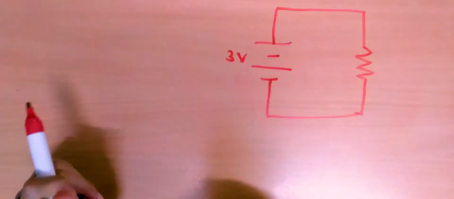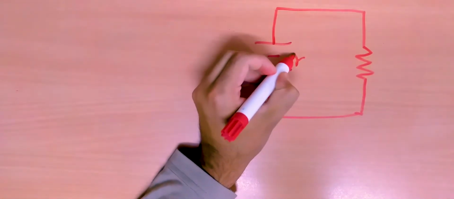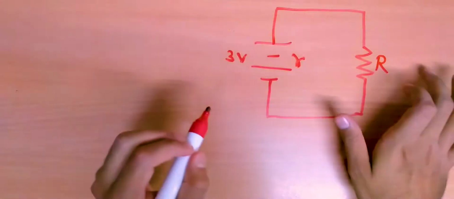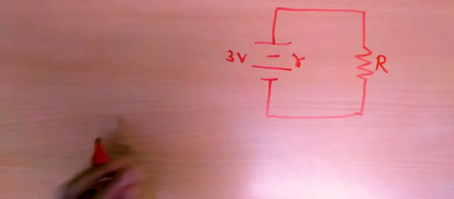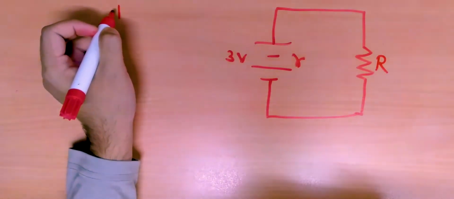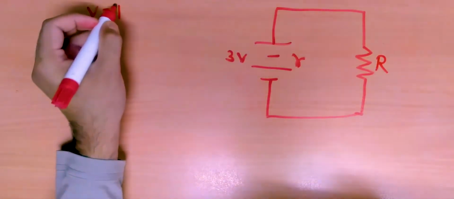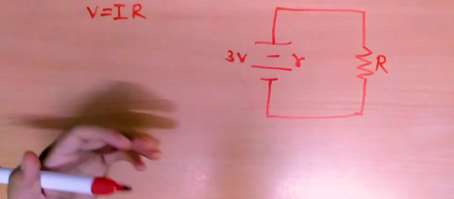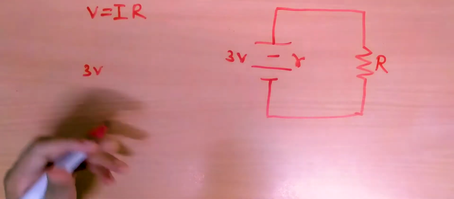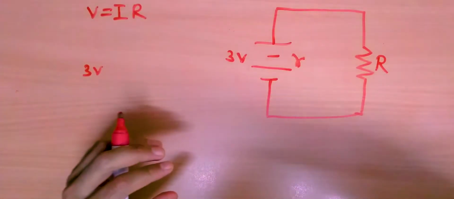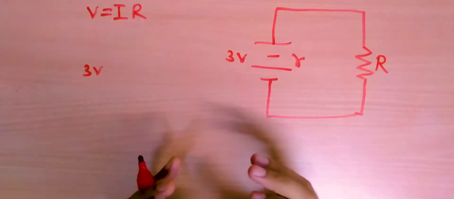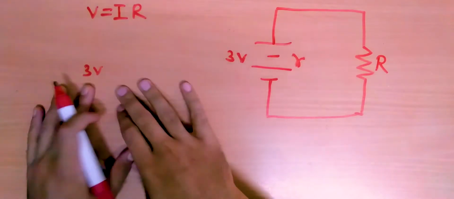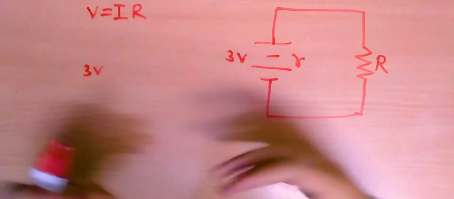Yeah, so what I can do is, let's say the internal resistance of this battery is small r, and the resistance of this resistor is capital R. Now I know by Ohm's law, voltage equals IR, V equals IR. Now this battery has 3 volts, so it can deliver 3 joules of energy for every 1 coulomb of charge, which means its net ability to do work is 3 volts, right? 3 joules of energy per coulomb.